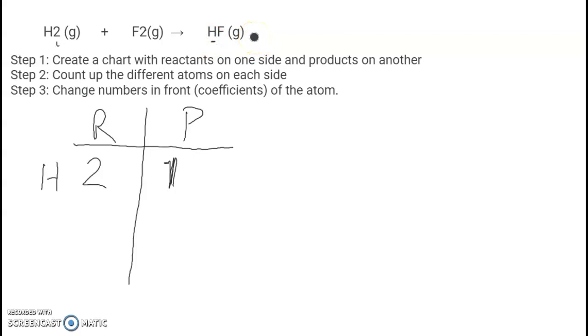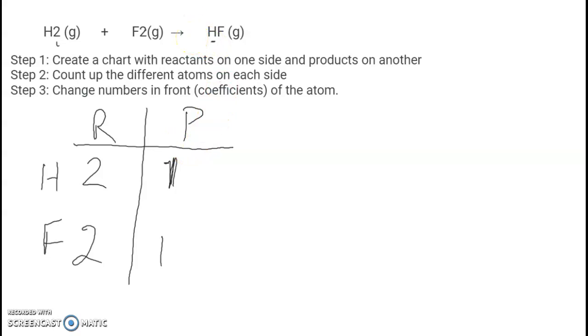Then I'm going to look at my fluorine. So hydrogen plus fluorine equals fluoric acid. I'm looking at my hydrogen. I already did my hydrogen. I looked at my fluorine. Fluorine, I have two fluorine on this side, and I have one fluorine on this side. This is not a balanced chemical equation, right? I have two hydrogen in my reactant side, and I have only one hydrogen in my product side.